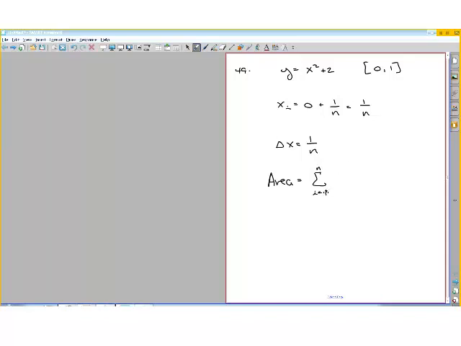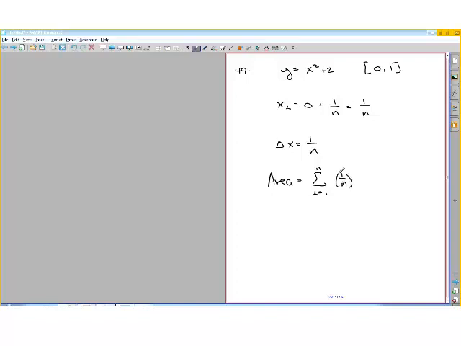Or we could say i equals 0 to n. I guess it really doesn't matter. n minus 1. But ultimately it'll go to infinity. So let's just say i equals 1 to n. And the function, the height of the rectangle, is this. So it's going to be equal to x squared.